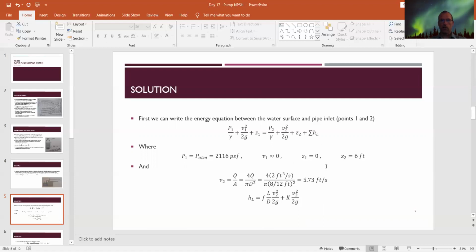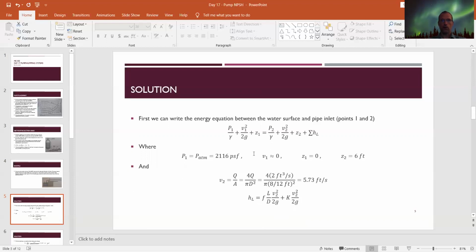And then the last thing I need in my equation is the head loss. So for head loss, I'm going to have a combination of major losses, so this is through my 10 feet of straight pipe, and then I have my minor losses, those two values from the entrance and from the bend itself.